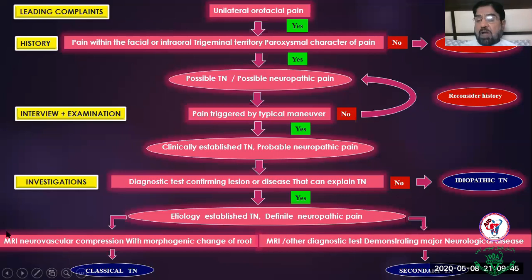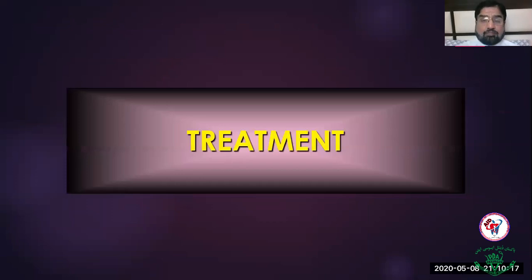Classical must have a neurovascular compression area. That is called classical. If there is definitely a neurological disease, tumor or lesion, then it is called secondary trigeminal neuralgia. If you have no neurovascular or neurological disease available in the trigeminal on MRI, then it is called idiopathic trigeminal neuralgia. This is the summary for the confirmation of trigeminal neuralgia. Now we are coming to the treatment.